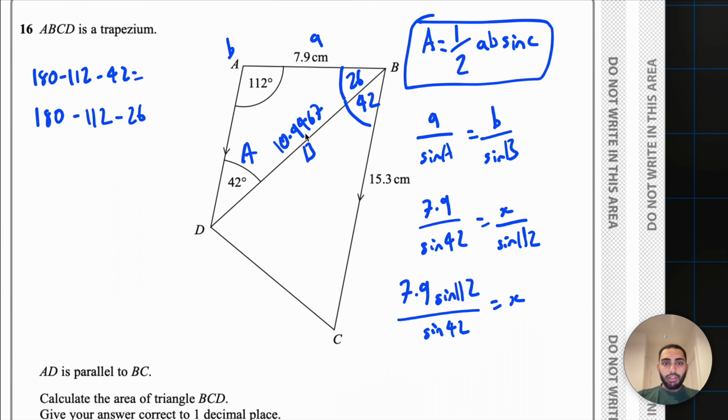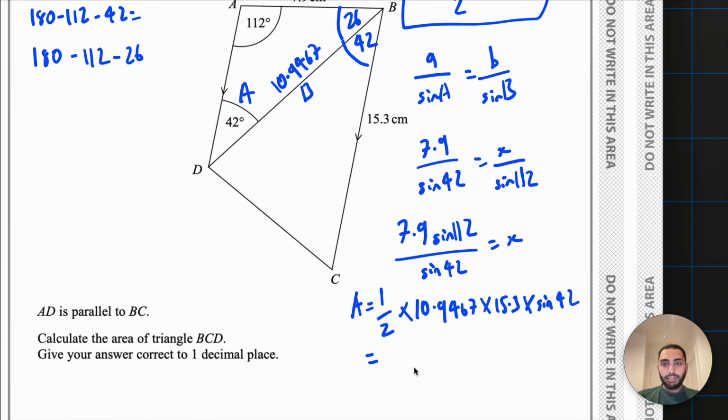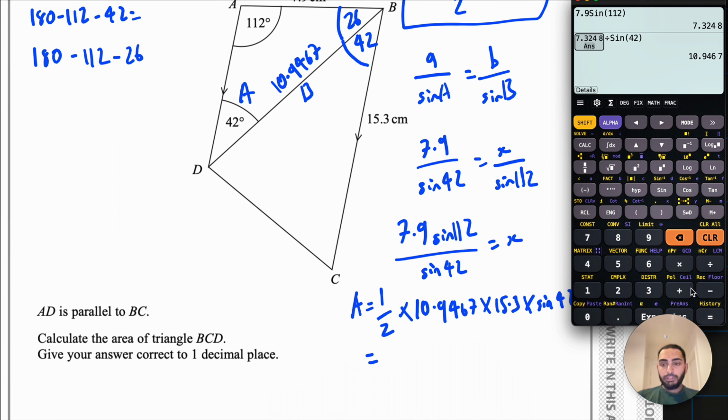Now that we've got this length, we have these two lengths and we have the angle between them. We can substitute all of them into this formula. So the area is going to be a half multiplied by a, which is 10.9467, multiplied by b, which is 15.3, multiplied by sine of C, the angle between them, sine of 42. Just type that into the calculator. So I'm going to use my ANS button from the previous answer. ANS multiplied by 0.5 multiplied by 15.3 multiplied by sine of 42.